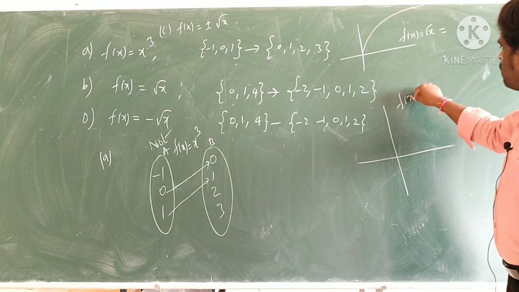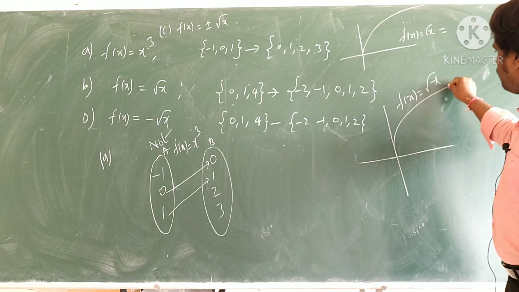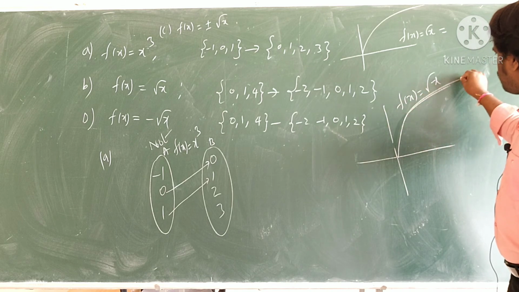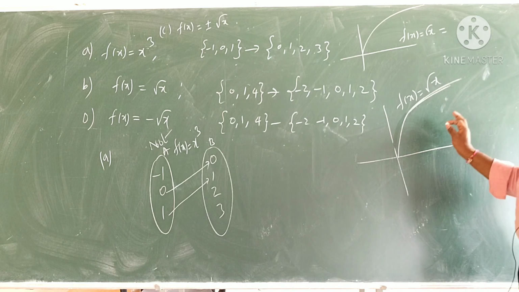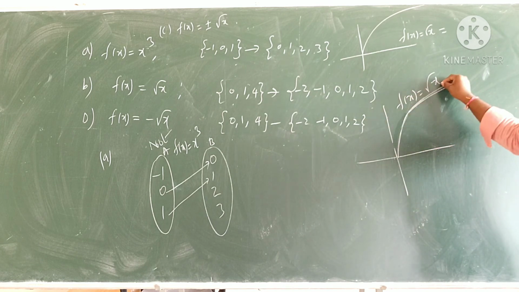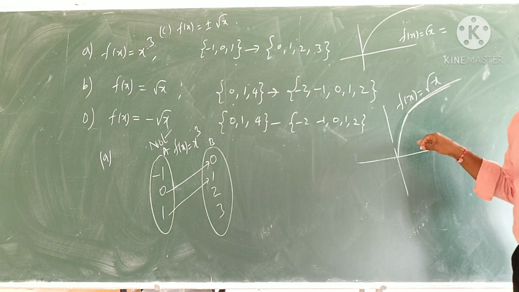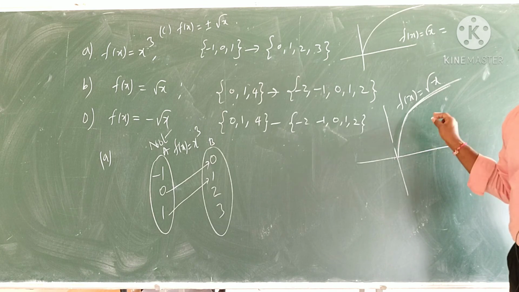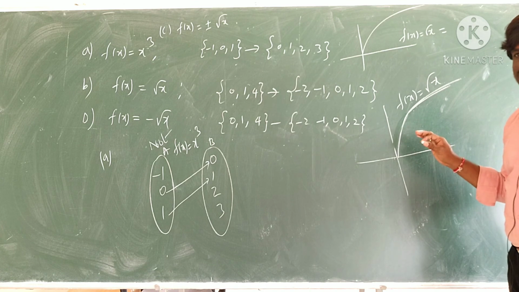f of x is equal to root x. We always take this as positive only. The result we will take in the function is positive. I will explain this at domain time, you will understand. So domain and range we will explain. The function's range is always positive here. For f of x is equal to root x, we take positive, we don't take negative. Only in coordinate geometry do we take plus or minus. Here we will not take it.